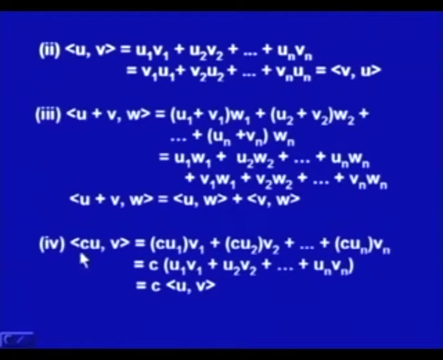The fourth property is cu comma v. So, we consider the right hand side by applying the definition: cu1 v1 plus cu2 v2 plus cun vn. C can be taken outside. So, what we have is c times u1 v1 plus u2 v2 plus un vn, and this is nothing but c times the inner product of u comma v, and that proves the last property, and this means the definition which we have given is the definition of an inner product.